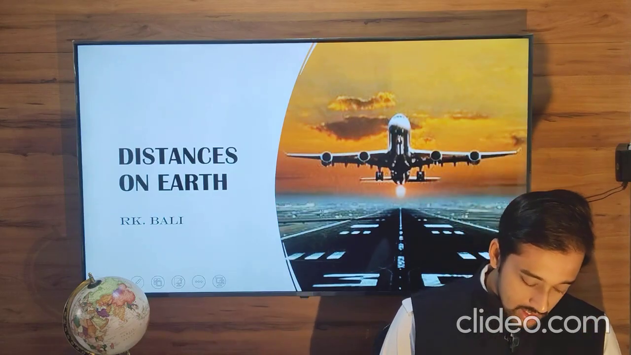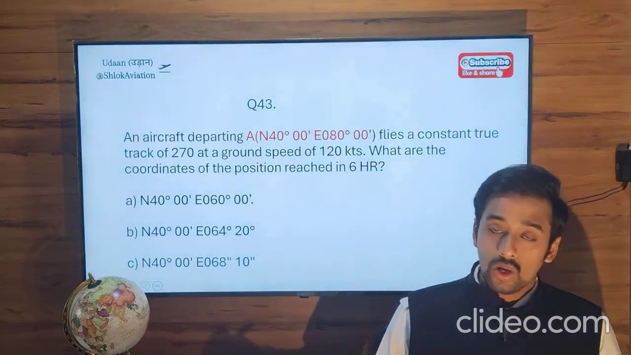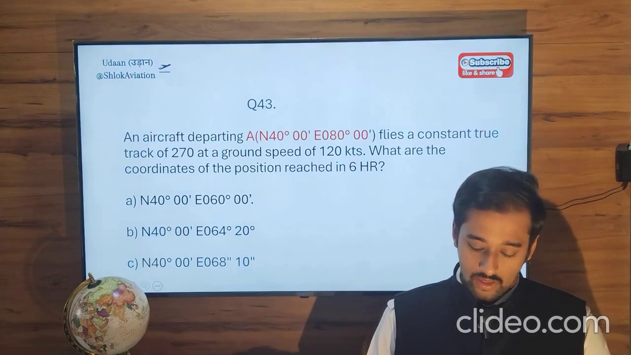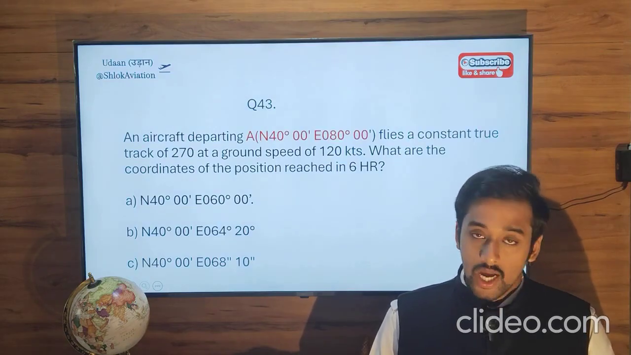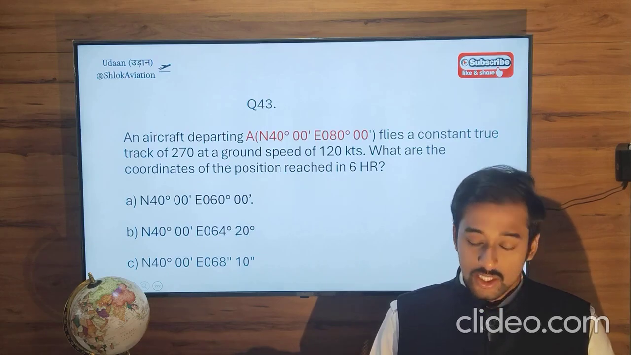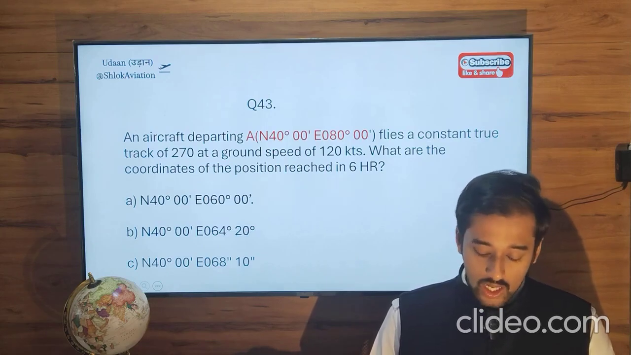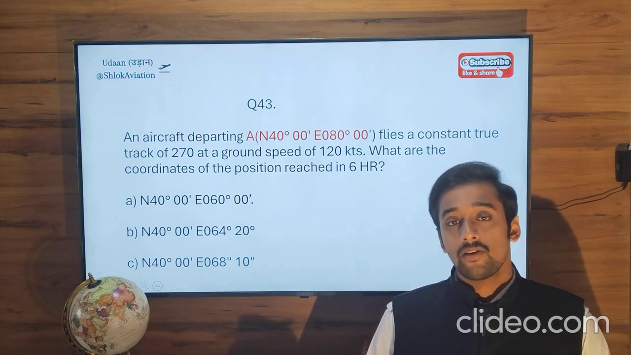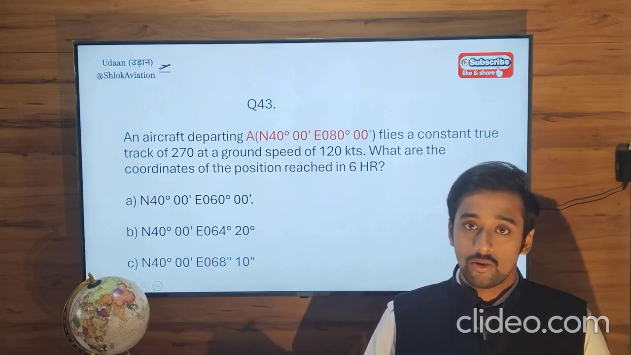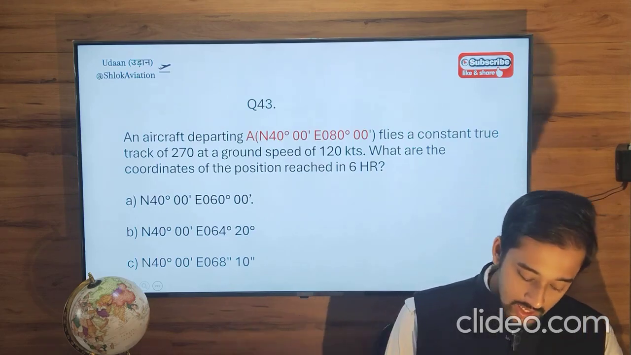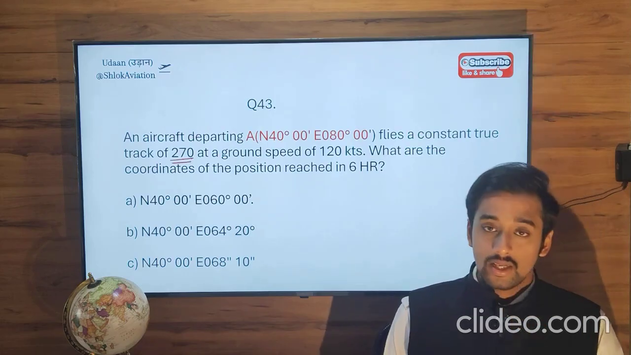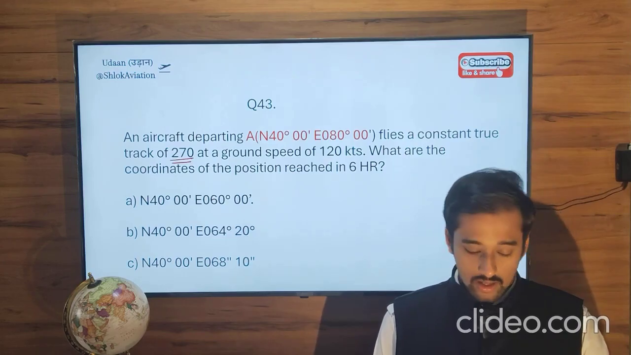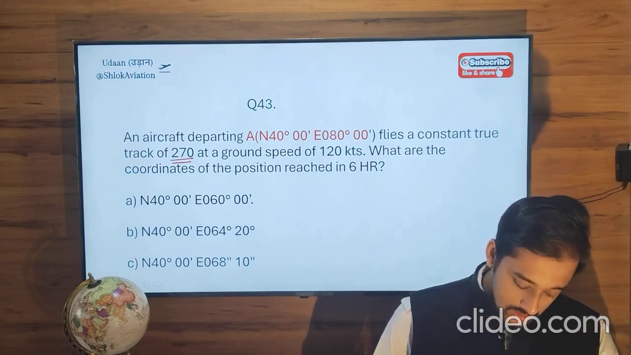Question 1 for today, which is question 43. Aircraft is departing from point A, flies a constant true track of 270 at a speed of 120. What are the coordinates of the position after 6 hours? So what is the final position after 6 hours duration? Now it's flying a track of 270. This indicates that it is flying a rhumb line track. So let's draw this.